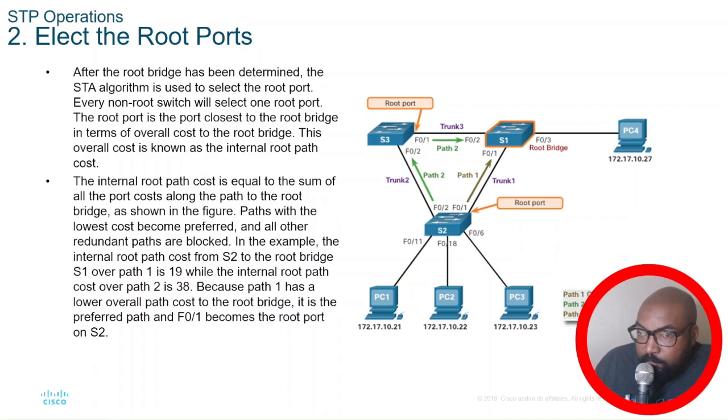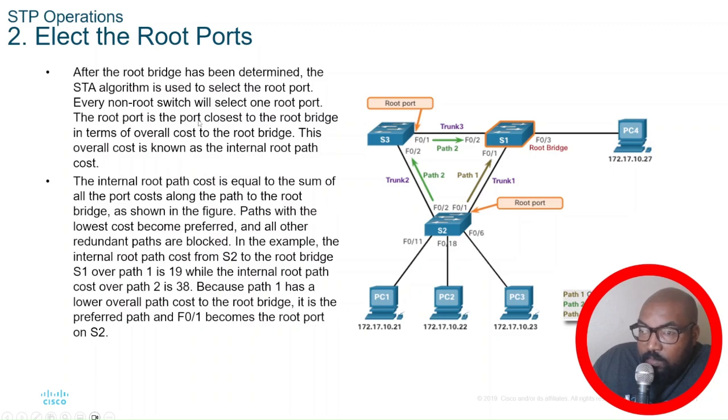Let's take a look at this diagram here. After the root bridge has been determined, the algorithm is used to select the root port. We figured out the root bridge, which had the lowest priority. But we need to figure out what the root port is, which means the port that's going to get to the root, the way it accesses those ports. Every non-root switch will elect one root port. Here we have a root port, which is connected to the switch. This is the root port that's going to that switch.